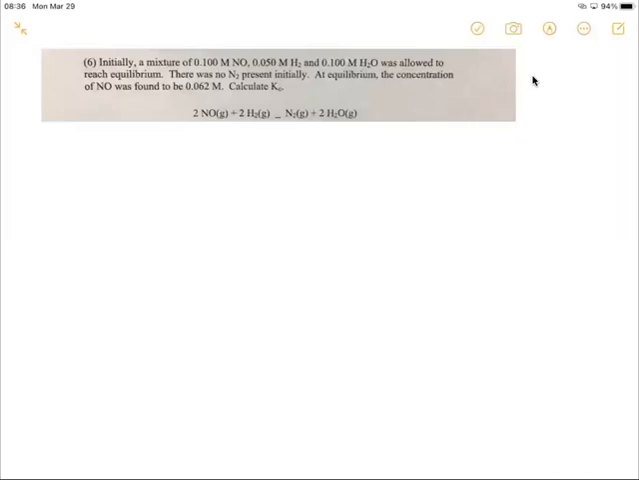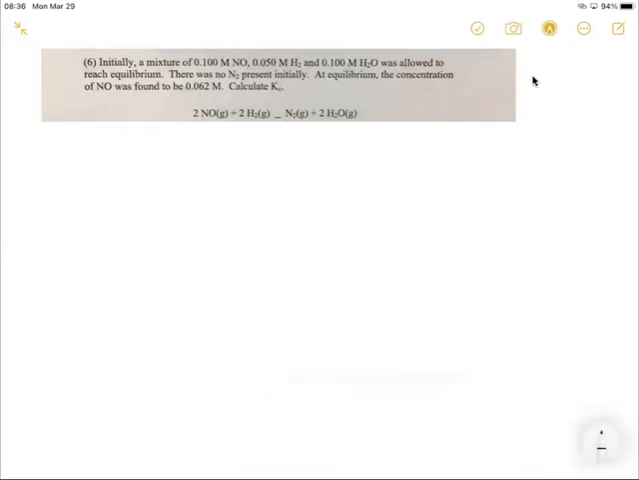Okay, here's another example. Initially, a mixture of 0.100 molar NO, 0.050 molar H2, and 0.100 molar H2O was allowed to reach equilibrium. There was no N2 present initially. At equilibrium, the concentration of NO was found to be 0.062 molar. Calculate Kc, and they give you the equation there. Again, the underscore should be an arrow.